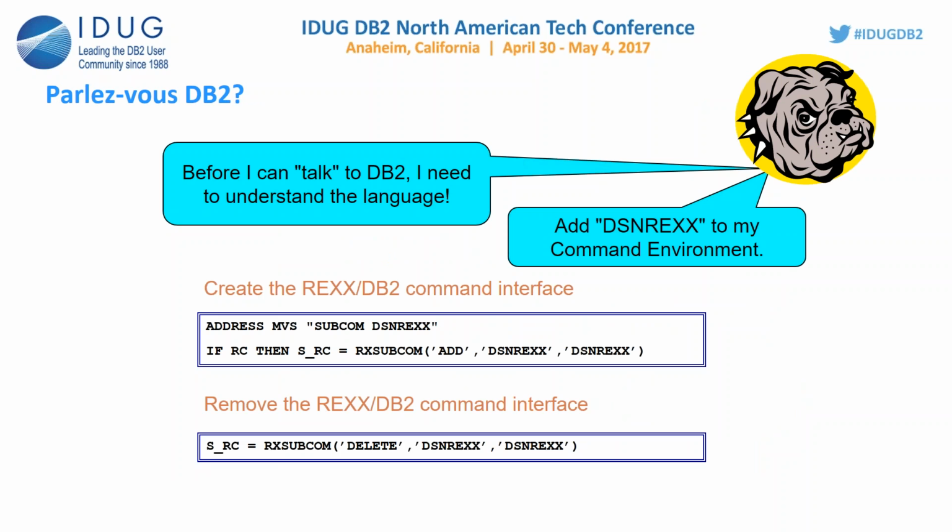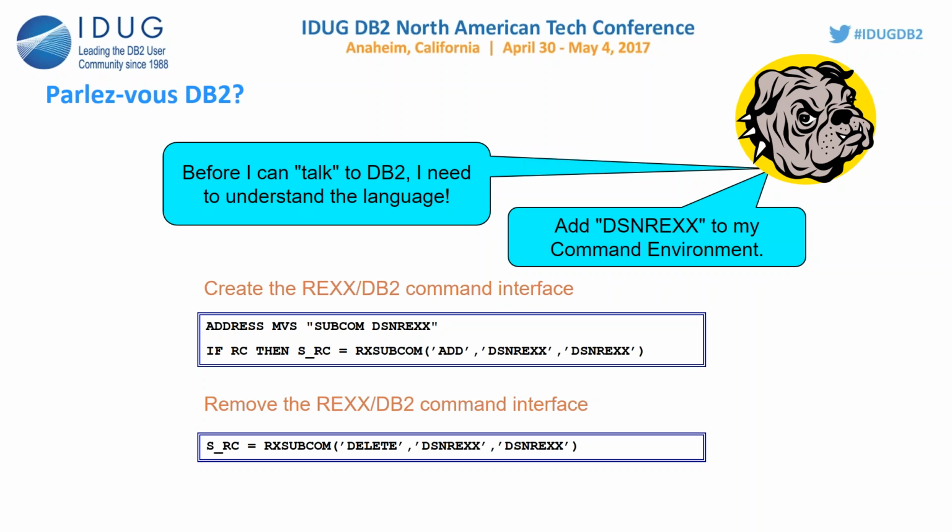So before we can talk to DB2, we need to establish the environment. These two lines of code in the first box, I just have in the housekeeping section of my REXX that's going to talk to DB2. Address MVS, go find DSN REXX.